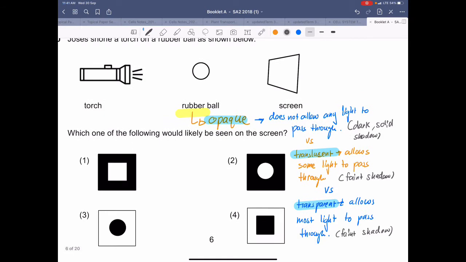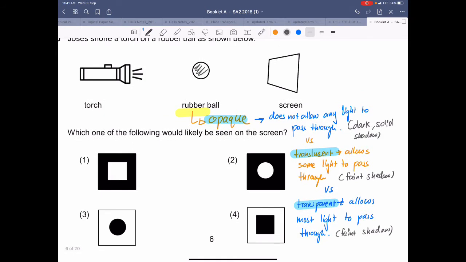Understand that because this is a solid, and your light rays travel in a straight line, anything that hits the ball will be blocked. What you will form is a circular part. Sorry, I'm trying to shade it. Okay, like this. The surrounding part of the round figure should be lighted up. So the answer should be number 3.